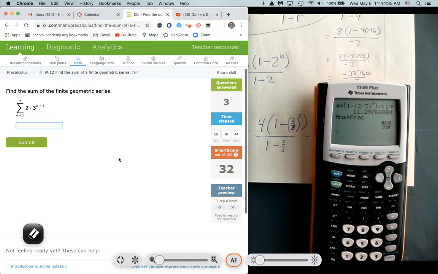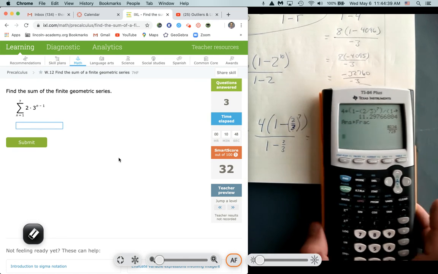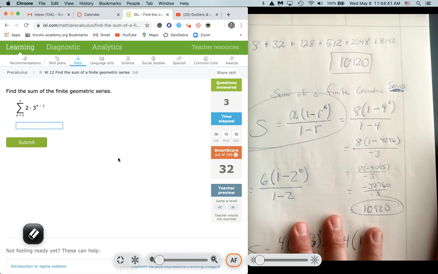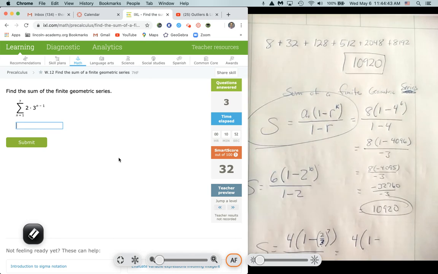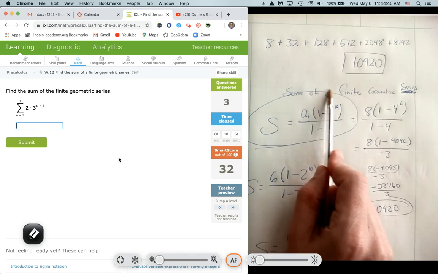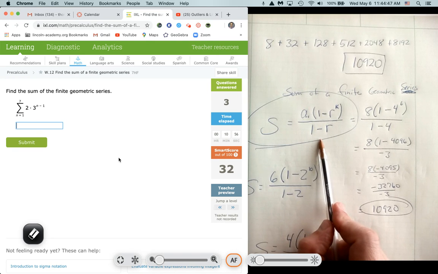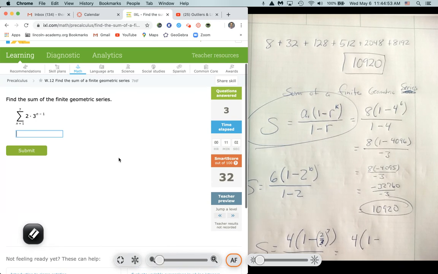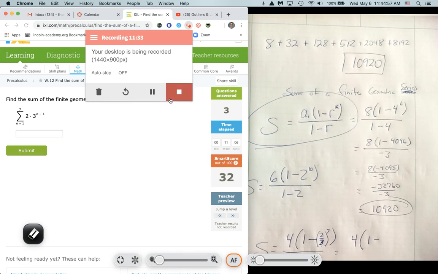We did it correctly. So again, hopefully this will allow you to do this assignment. Again, it's not really difficult. It's just having this formula written down and having a calculator that you know how to work in order to get that sum of a finite geometric series. If you do have questions, though, please do get a hold of me and I will help you.